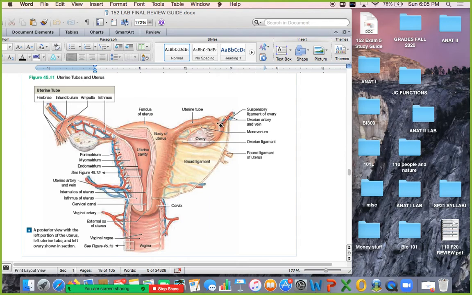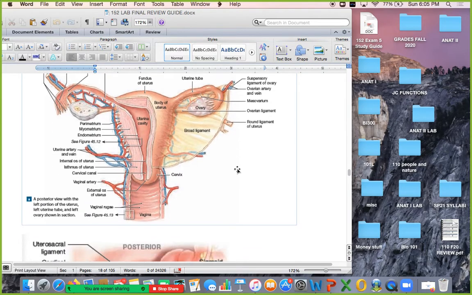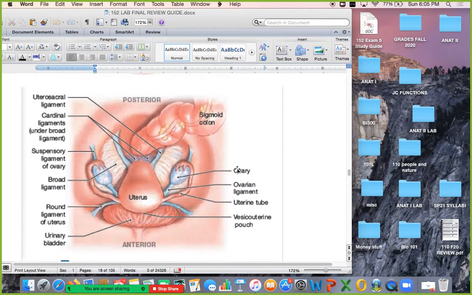Again, uterine tube with the fimbriae has several different things. Fimbriae, infundibulum, ampulla, isthmus, right? Fimbriae, infundibulum, ampulla, isthmus, heading into the uterus. All right, so that's all kind of the same stuff we saw with the other image.